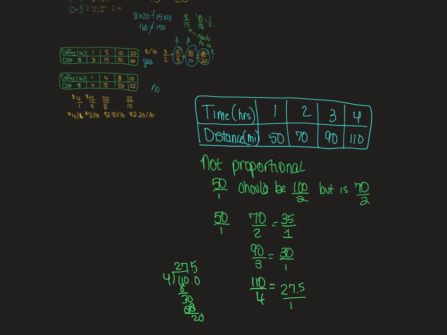All right, so the answer was no, it was not proportional. Maybe you said 50 over 1 should have been 100 over 2, but it's 70 over 2 instead. Maybe you said 70 over 2 is 35 over 1, but it should have been 50 over 1. It looks like this runner got slower. So they started off, if they ran 50 miles, it only took them an hour. But if they're going to run for 2 hours, they don't get as far. They only get 70 miles instead of 100. And they just kind of keep getting slower and slower the more that they're running.